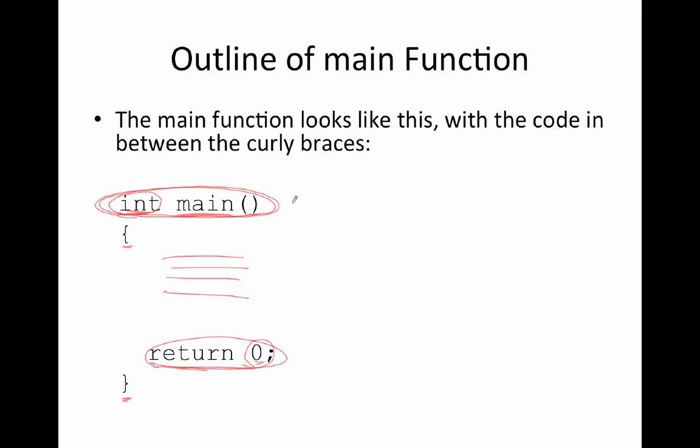So again, we have the function header here, that's the first line, and the rest of this is what's called the body of the function, where you have all of your statements and then this return 0 at the very end.